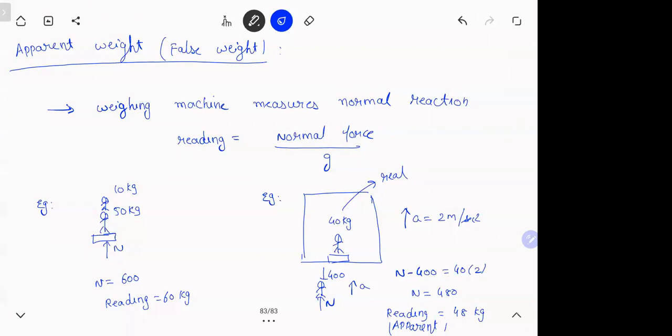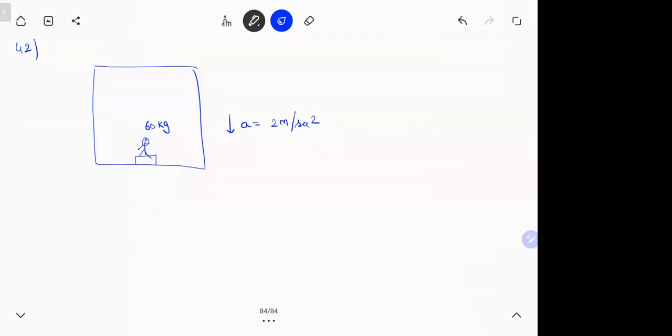Next one. So let's do a question on this. Mass is 60 kg. The lift is going down. This is a weighing machine. And the reading of the weighing machine, how much will it show?